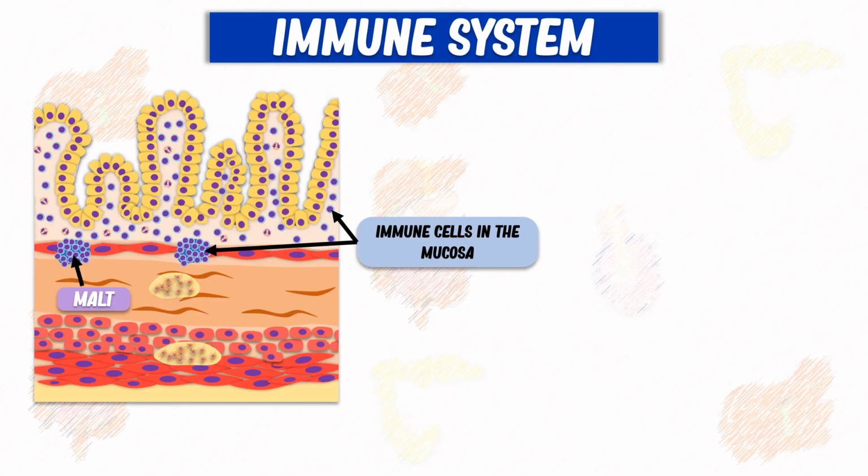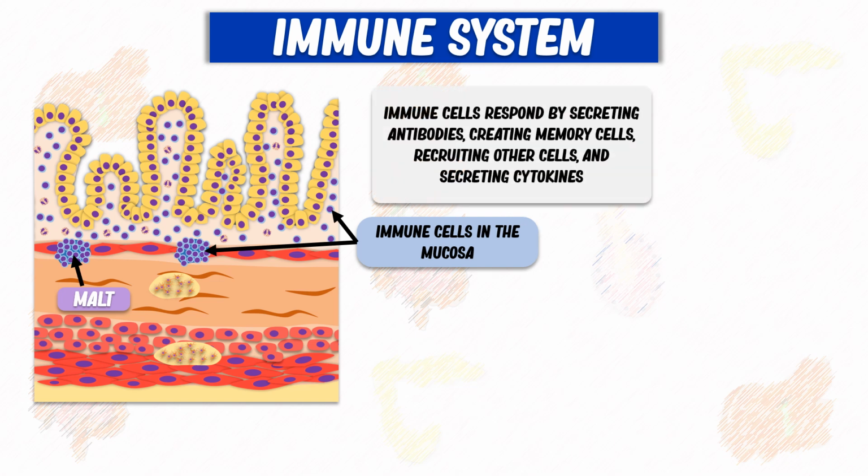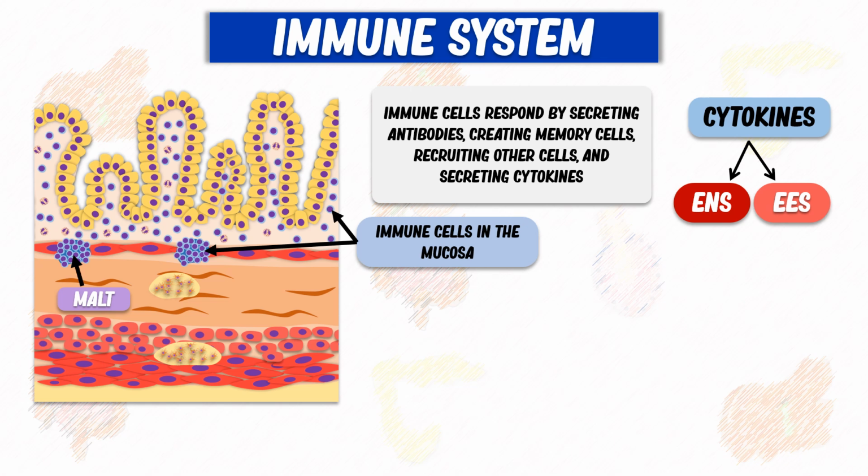Lastly, in addition to extrinsic and intrinsic control, the immune system also plays a role in regulating gastrointestinal functions. The mucosa of the digestive system is exposed to numerous agents daily, making an effective defense system essential. Immune cells scattered throughout the gastrointestinal mucosa respond by secreting antibodies, creating memory cells, recruiting other cells to combat invaders, and releasing various chemicals known as pro-inflammatory cytokines. These cytokines interact directly with the endocrine system and the enteric nervous system to regulate motility and secretion.